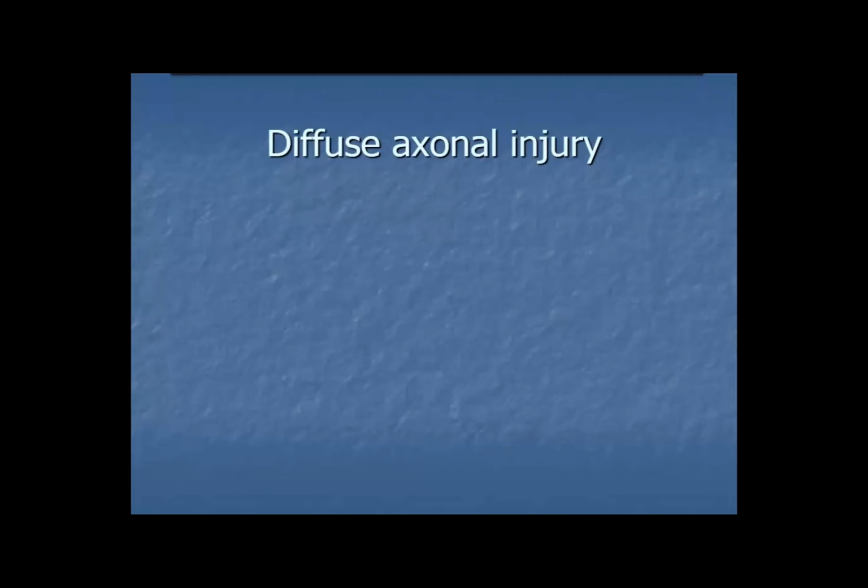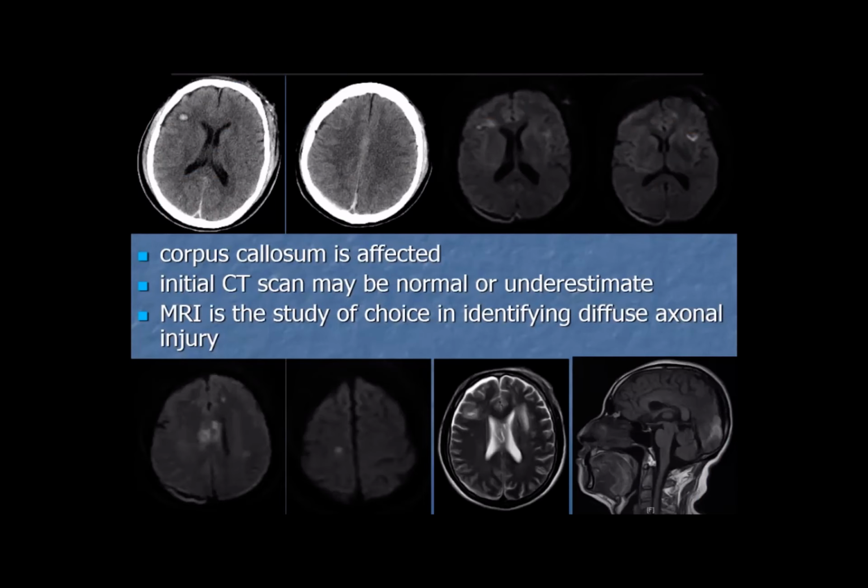Diffuse axonal injury. Diffuse axonal injury is responsible for prolonged coma following head trauma and is a head injury with the poorest prognosis. In this CT image we can find a little hematoma here. However, on DWI image, we can find the corpus callosum is affected. So the initial CT scan may be normal or underestimate. The MRI is the study of choice in identifying diffuse axonal injury. On the DWI image, it can display very clearly the corpus callosum is affected.